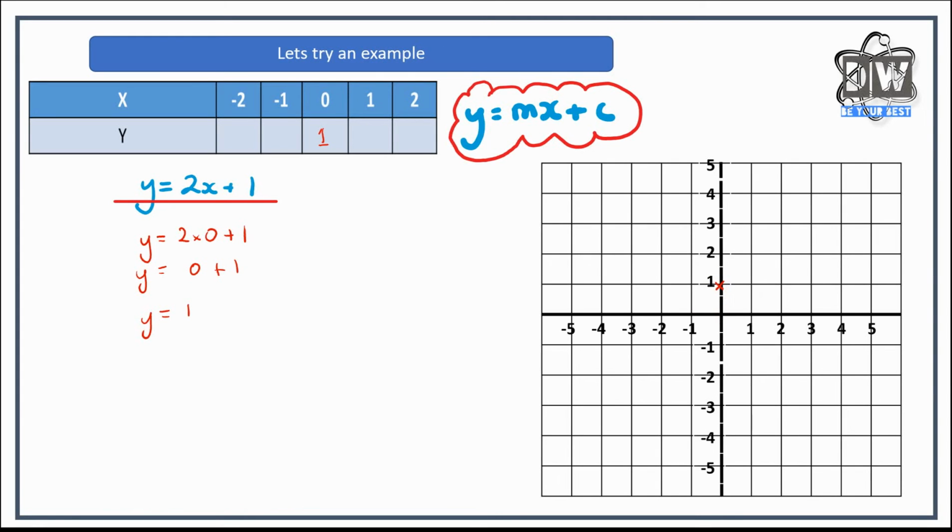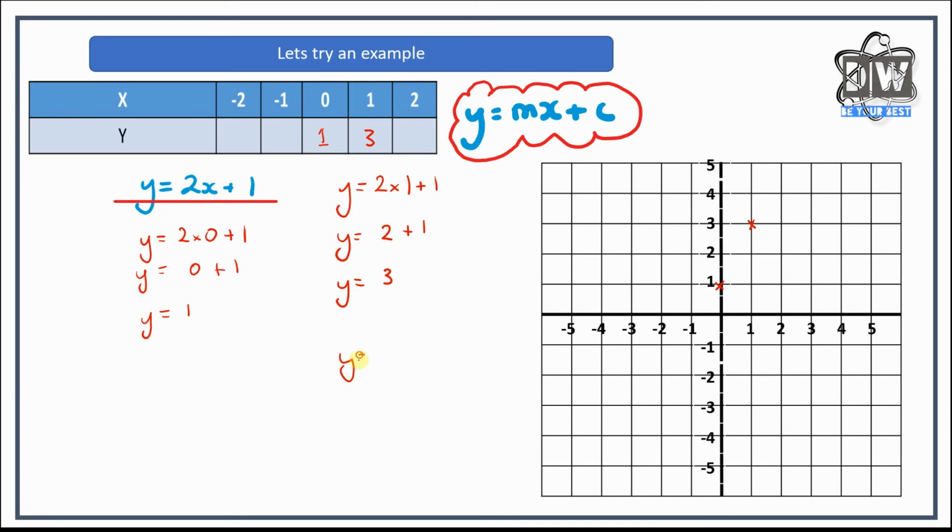Okay, so the next one's going to be 1. So we're going to take away the x and we're going to replace it with 1. So this one is y equals 2 times 1 is 2, plus 1, y equals 3. Okay, so we're going to go across the x value up to 3, put another mark. Then we're going to do the same thing one more time, and then I'm going to show you the cheats way of working out the negatives, because we don't always like negatives, not all of us.